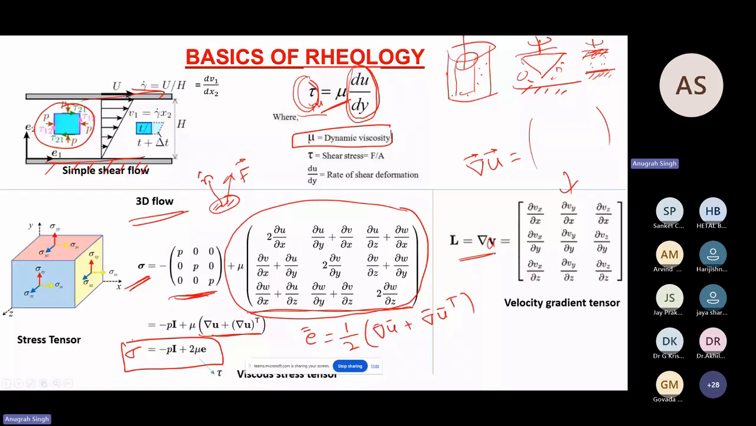Can you see annotation on the slide? I am using a marker. Can you see? Yes, sir, is visible. Yes, sir. Yes, sir. Okay, good, good.